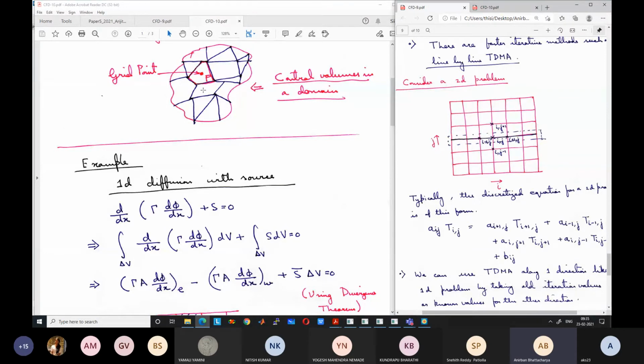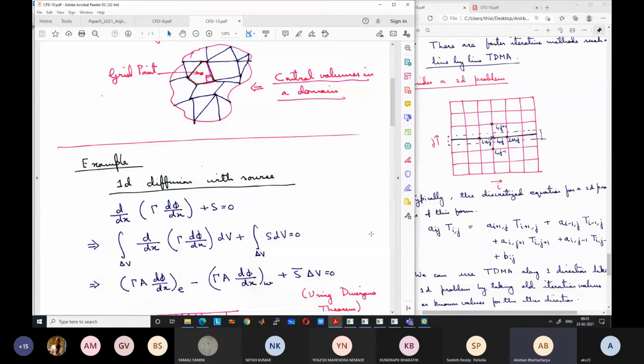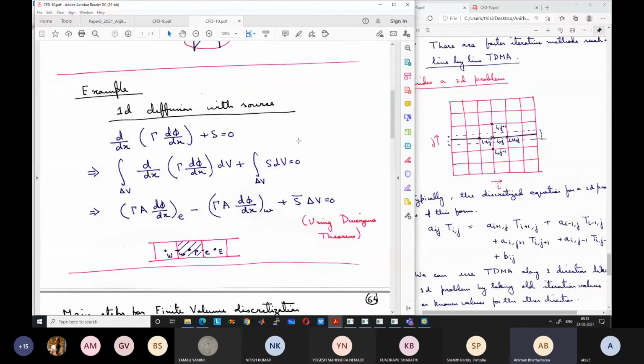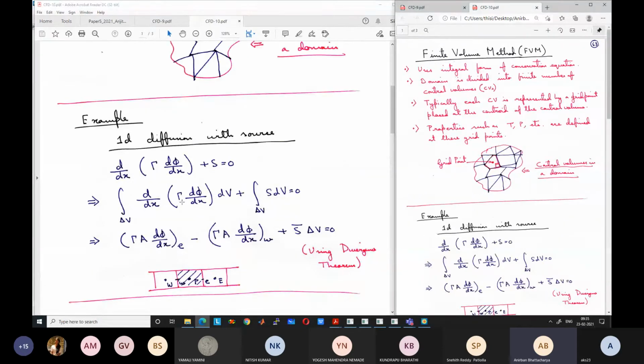So what is done in the finite volume method is that you take the governing equation. For example, the 1D diffusion equation with source term looks like this: d/dx of gamma d phi/dx, where phi is the unknown variable. Because it's 1D, we only have variation along the x direction. It can be a conduction problem or some other diffusion problem. This term plus some source term S is equal to 0. There is no convective term and no transient term in this example.